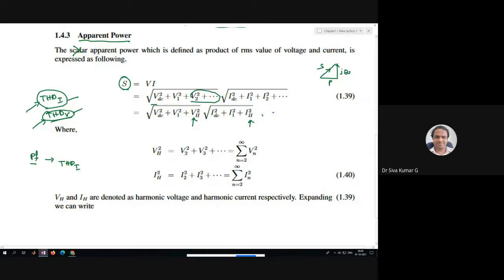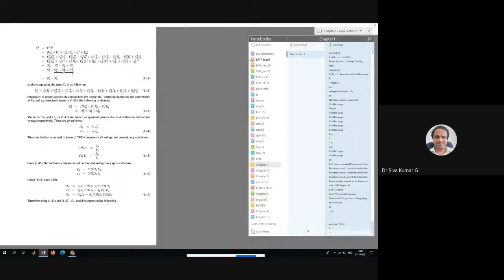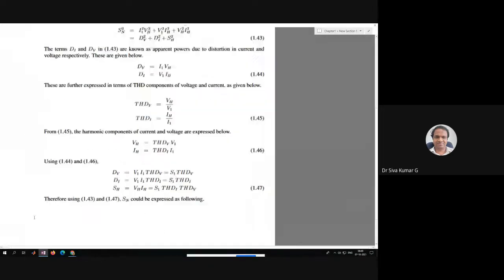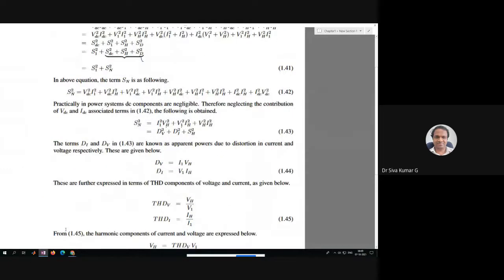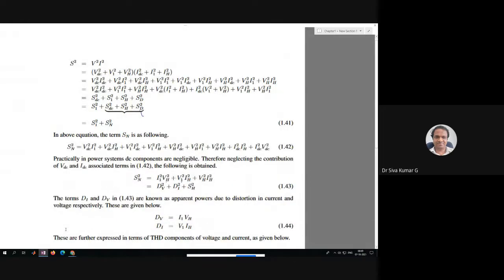We are expressing the apparent power in terms of the THDs of current and THD of voltage. See, this is a simple equation. We just have to rearrange the equation. That's it. Nothing much is there in this particular equation. Here is S square. S is equal to V into I. This equation we just square on both sides.